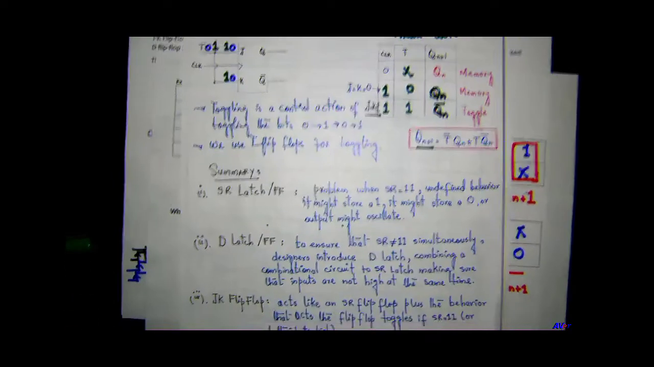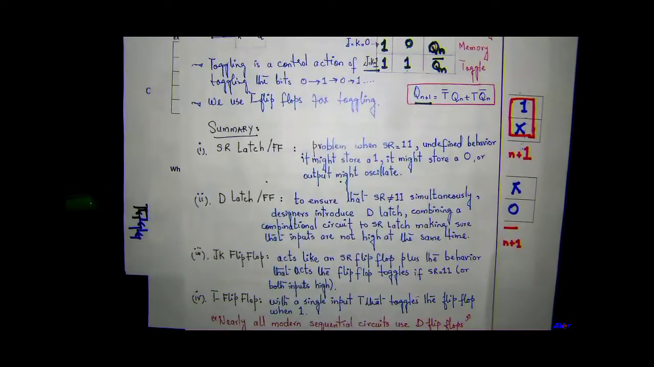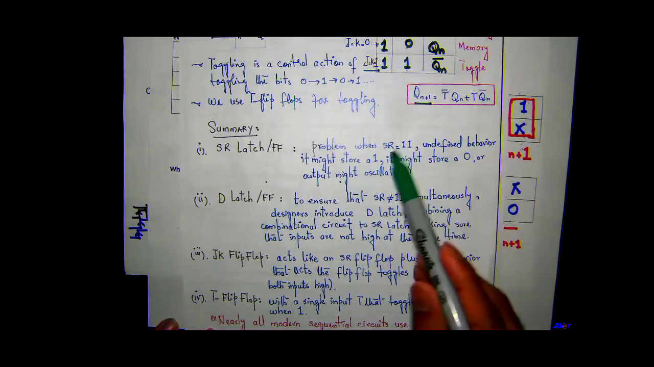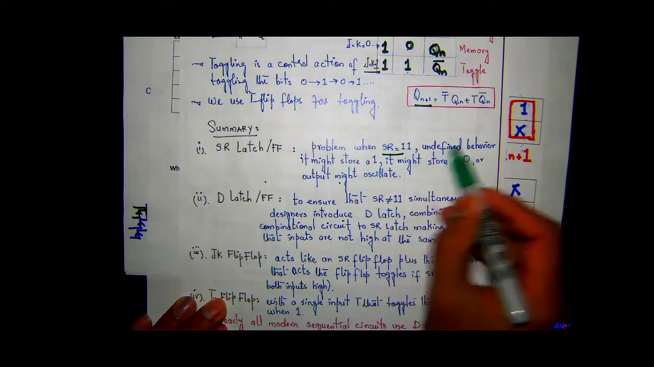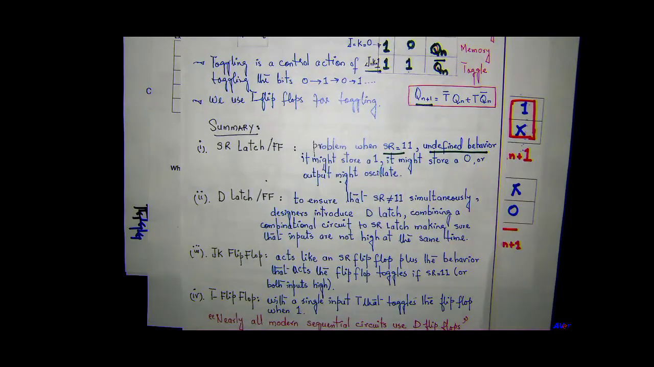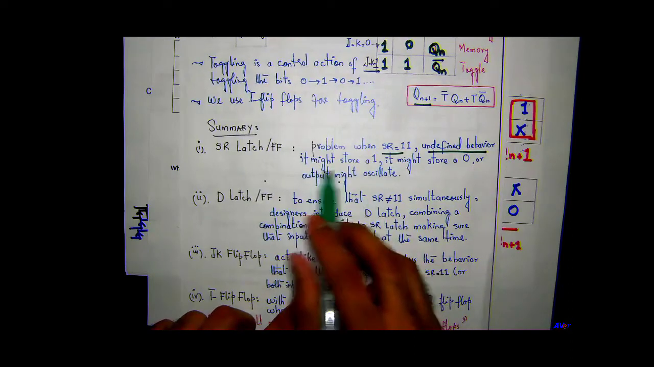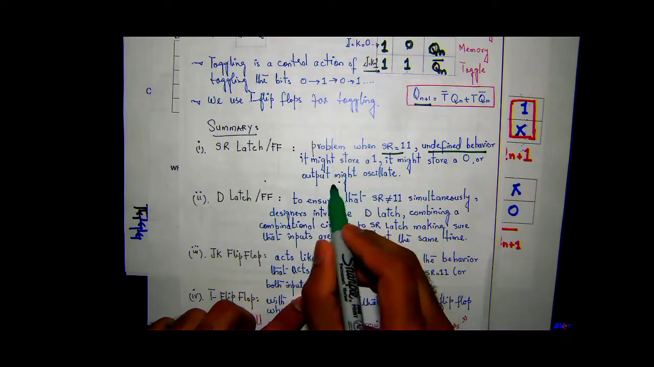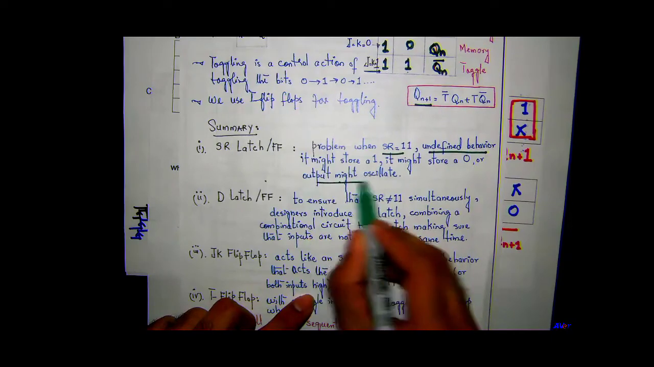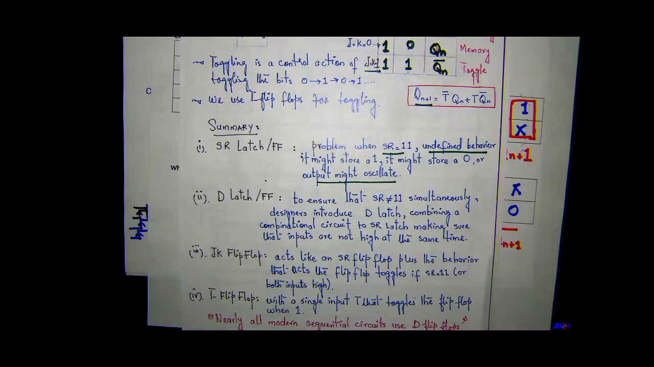So here's a quick summary of what we have done so far. We started with the SR latch using the NAND gate, and we saw how we use that NAND gate to create the SR flip-flop. One of the issues with the SR flip-flop was when S and R both are set to high, we had an undefined behavior. We got into a forbidden state where both the outputs were the same, which cannot happen because Q and Q bar have to be a complement of each other. So it might store a 1, it might store a 0, or the output might oscillate. So we are not really sure.